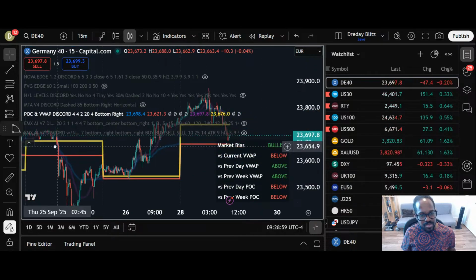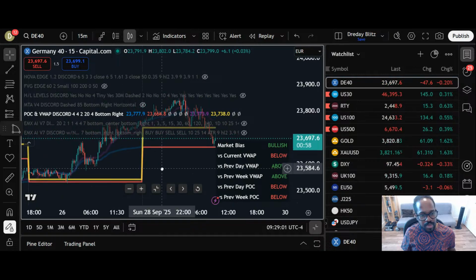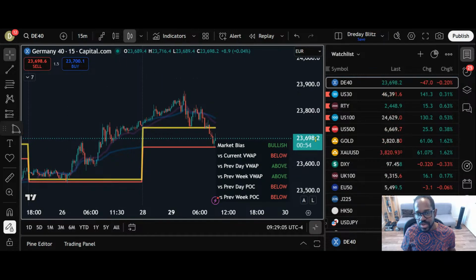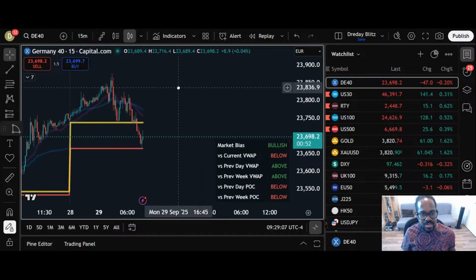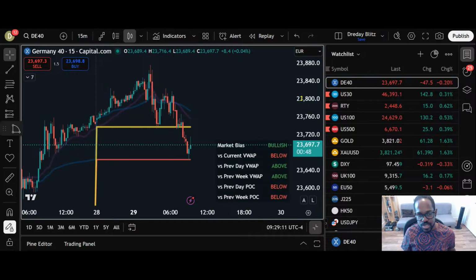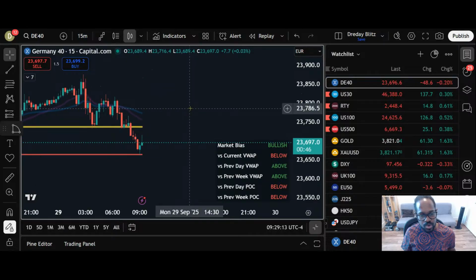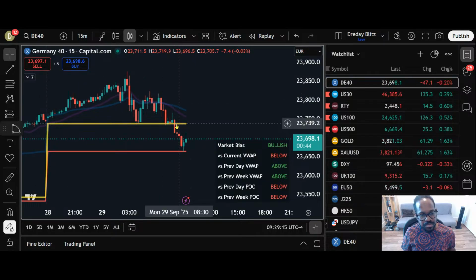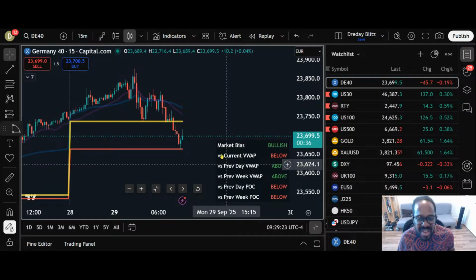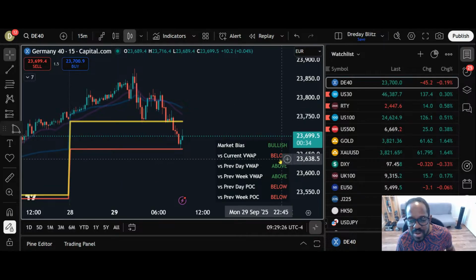POC is price point of control, and VWAP is volume weighted average price. So basically, this indicator here is providing you exactly the details of where you're at here in the market compared to the volume weighted average price and the point of control. And as you can see, currently the price is trading below the previous day and week POC and VWAP. So the previous day VWAP, sorry, it's above.